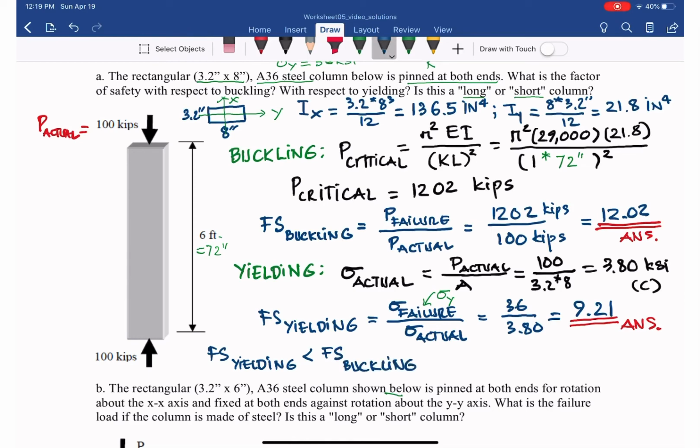What does that mean? It will yield first, and when the member yields or crushes first, then if you recall the demonstration and the example in the lecture notes, we call that a short column. That will be a short column.